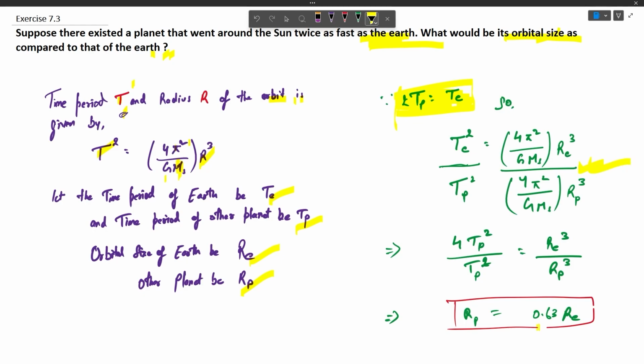Now substituting Te squared with 4 Tp squared, as we have been given that 2 Tp equals Te. Now reducing this ratio, we will get that the orbital radius of that planet is equal to 0.63 times that of the earth. So the planet is nearer to the sun as compared to the earth.